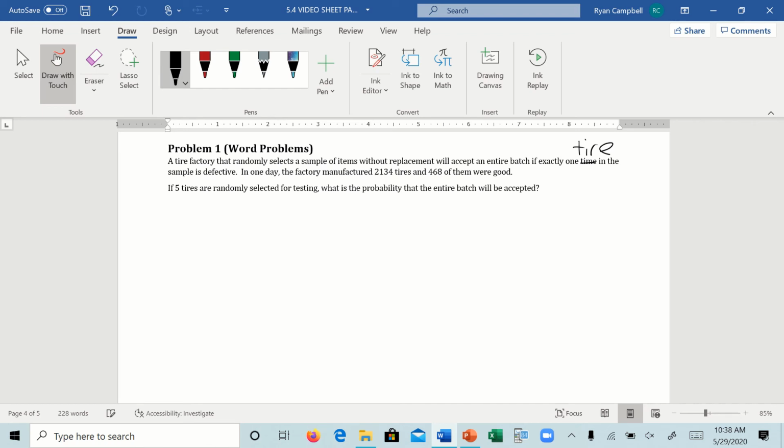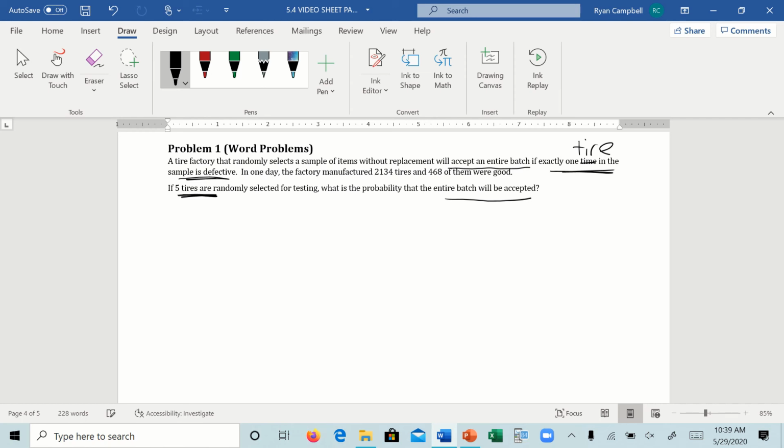So in one day, a factory manufactured 2134 tires, and 468 of them were good. So if 5 tires were randomly selected for testing, what's the probability that the entire batch will be accepted? So again, the entire batch is accepted. What does that mean? Let's go back to our problem. We will accept the entire batch if exactly one tire is defective. And we have 1 defective out of 5.